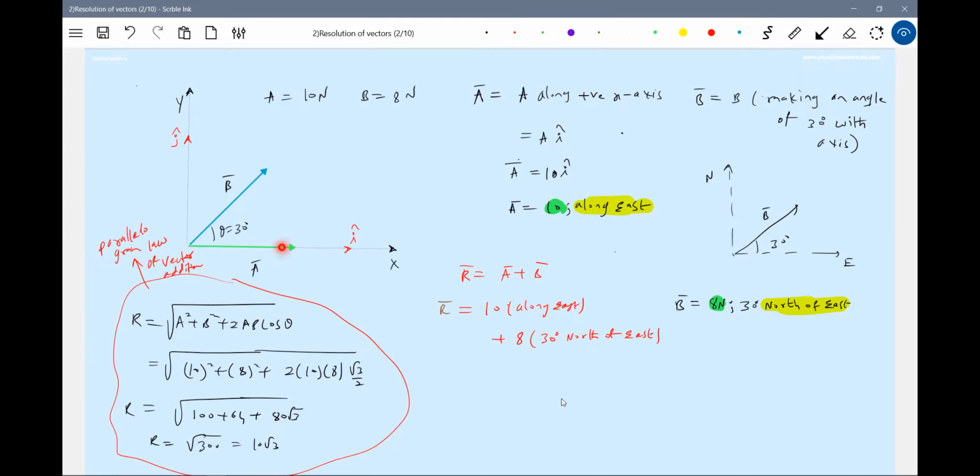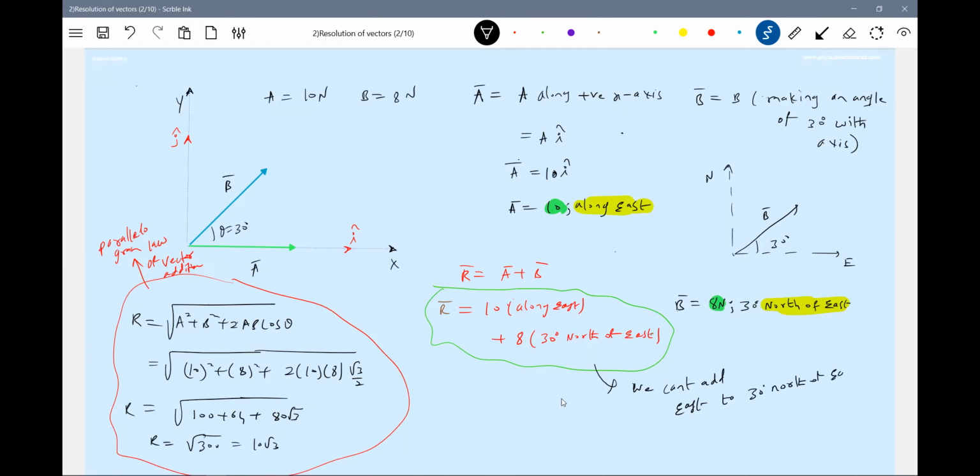If I want to add more than 2 vectors, it is a big headache. I have to perform this operation twice. So what has to be done now? Therefore, I'm searching for other alternatives. This is not advisable. We can't add east to 30 degree north of east. There are no such mathematical operations that can be performed.